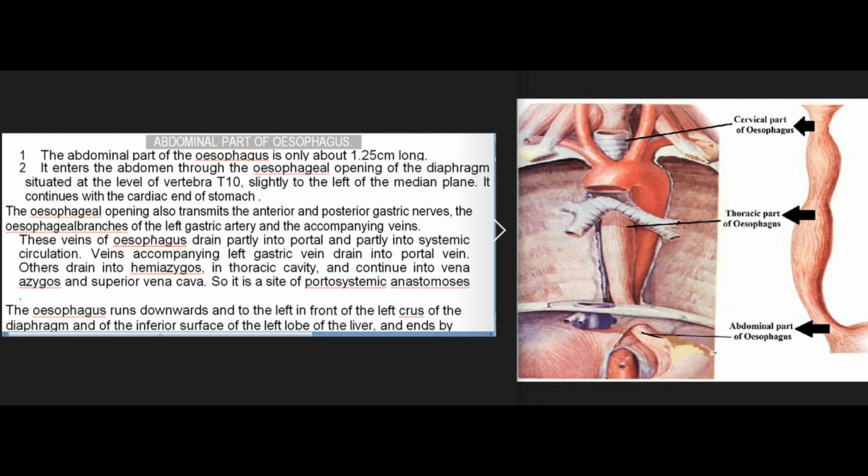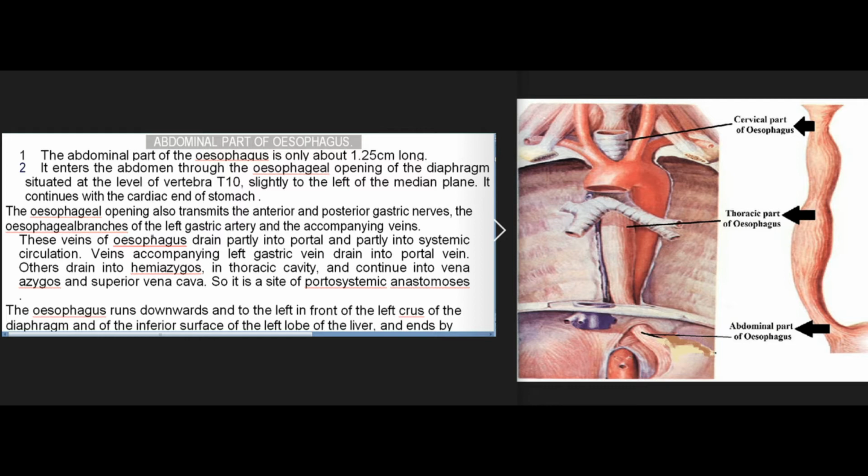The esophageal opening also transmits the anterior and posterior gastric nerves, the esophageal branches of the left gastric artery and the accompanying veins. These veins of esophagus drain partly into portal and partly into systemic circulation. Veins accompanying left gastric vein drain into portal vein. Others drain into hemiazygos, in thoracic cavity, and continue into vena azygos and superior vena cava. So it is a site of portosystemic anastomoses.